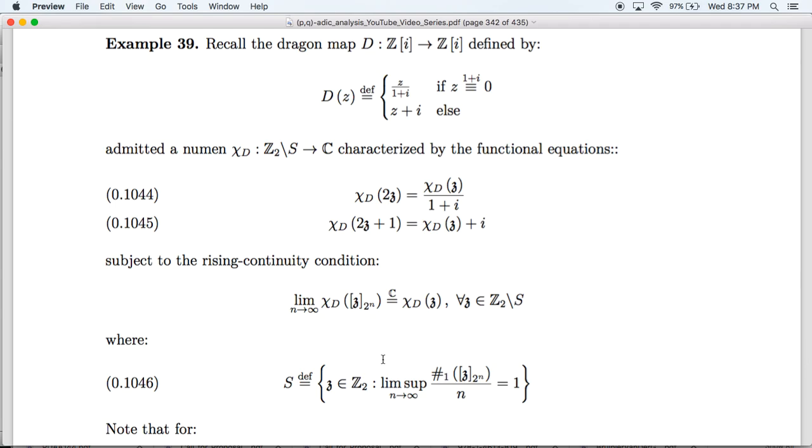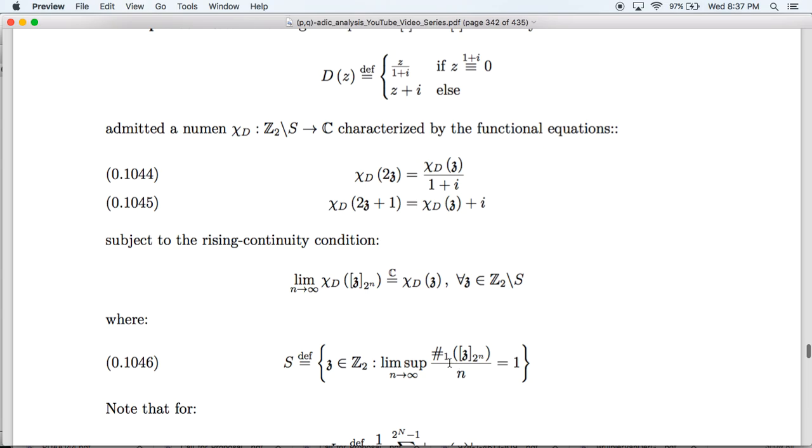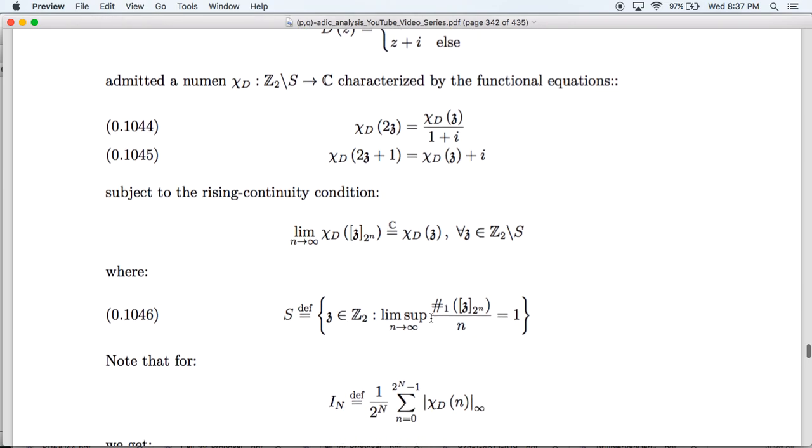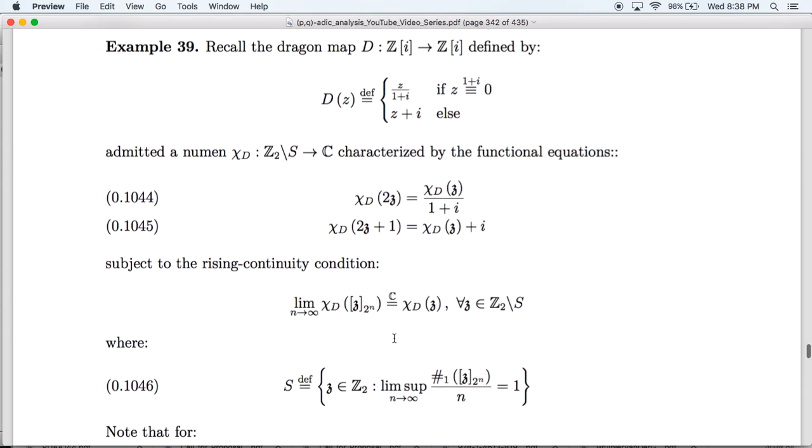And here, S was defined as the set of all 2-adic integers such that the lim sup of the number of ones in z mod 2^n, over n, is equal to 1. In other words, S here is the set of all 2-adic integers for which the ones digits have density 1. In other words, S is the 2-adic integers whose almost every digit is 1.